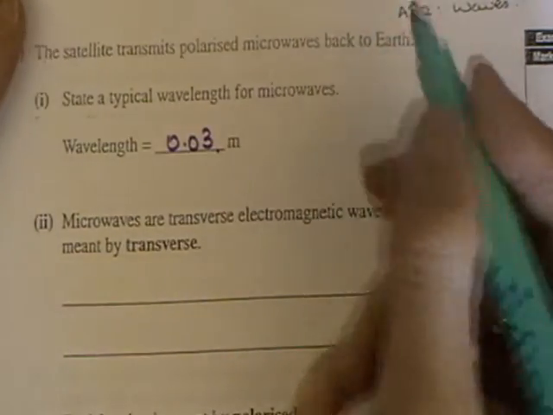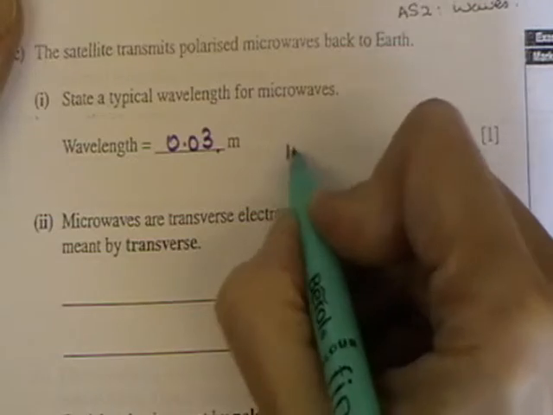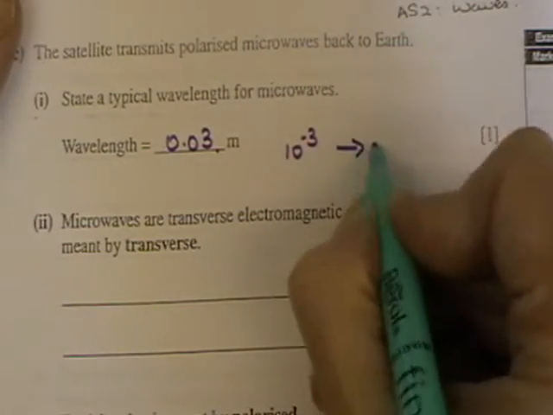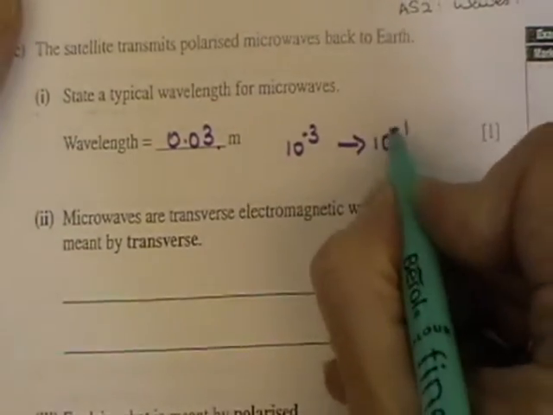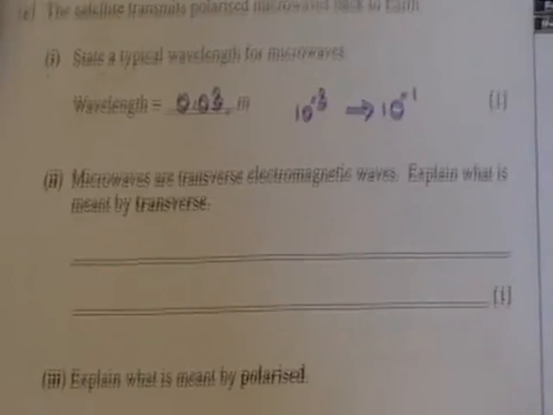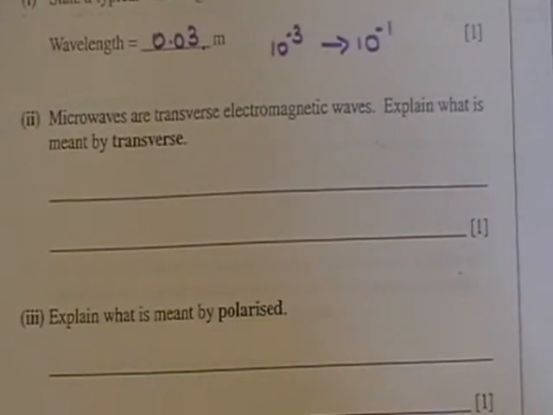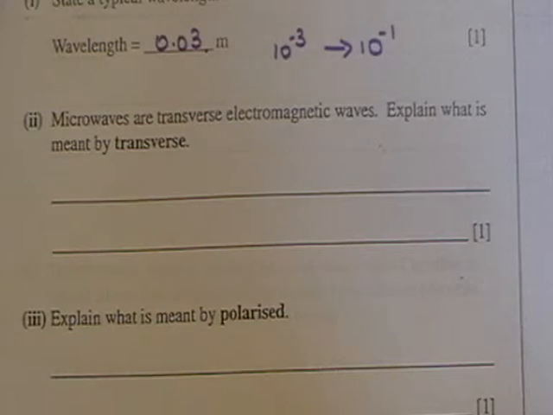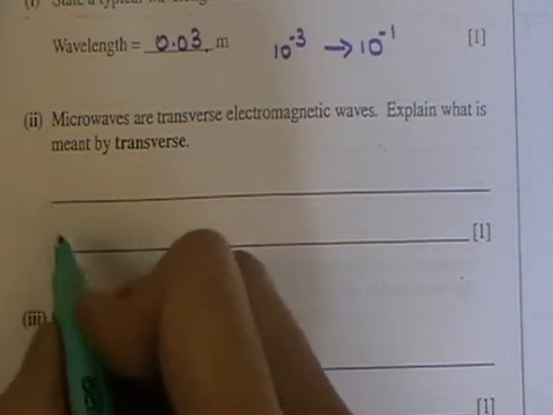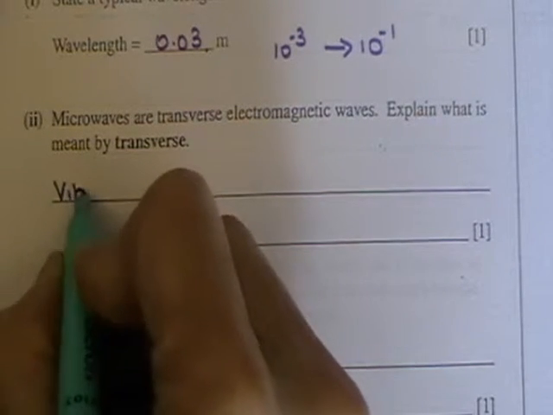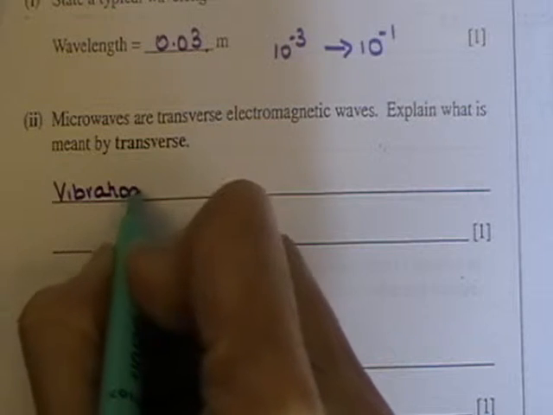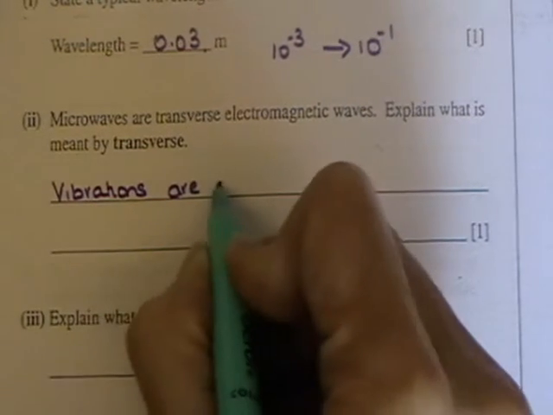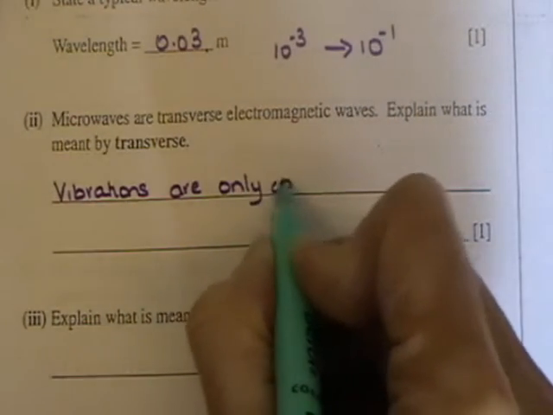But they will actually allow you anything between 10 to the minus 3 up to 10 to the minus 1 metres. Microwaves are transverse electromagnetic waves. Explain what is meant by transverse. Transverse means that the vibrations are only confined to one plane.